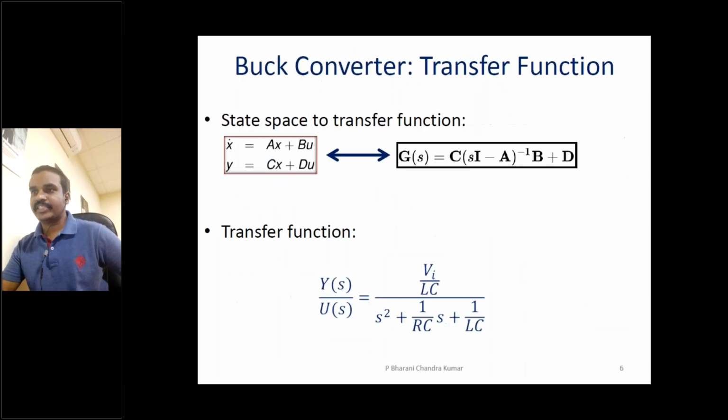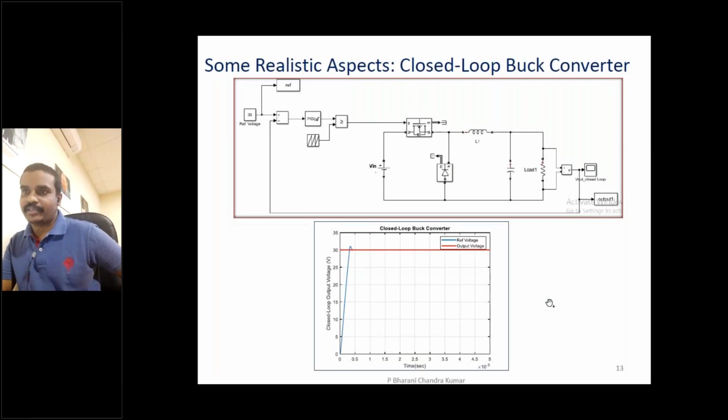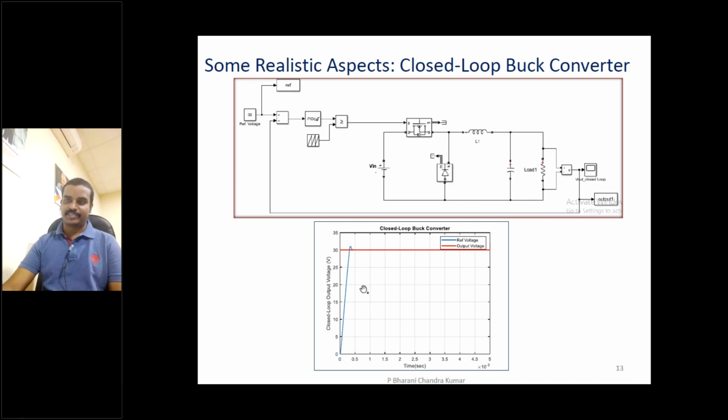These are some of the parameters I have selected for this IGBT and diode. If I run, I will be getting this. The same thing I have replicated using the PID as well. The remaining everything is the same. Only the transfer function you have considered has been replaced with this electrical circuit with MOSFET and diode and others. So this is my response.